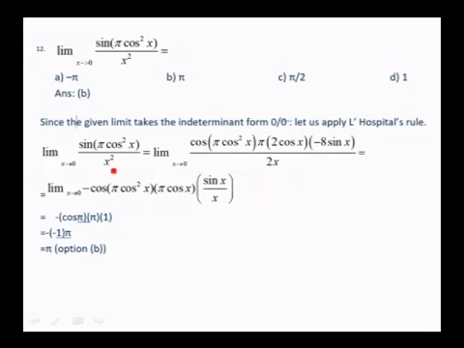Limit of sin pi cos square x over x square is equal to limit x tending to 0. Differentiate the numerator separately. Sin of something, cos pi cos square x. You have to differentiate pi cos square x, pi into, for cos square x, 2 cos x into minus sin x.